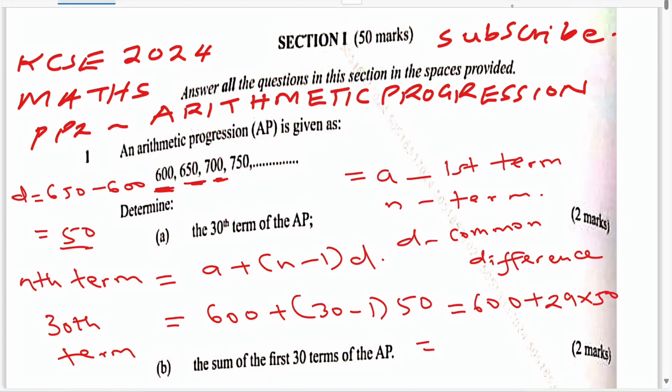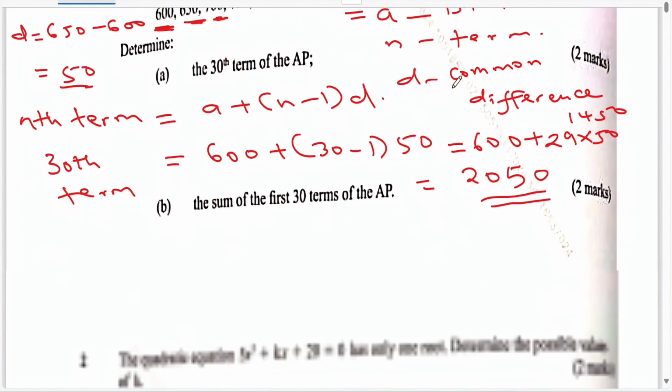So ukichukua calculator yako itakupa answer directly. So take your calculator with you. Take 29 times 50 and then add it to 600. So 600 plus 29 times 50. So itakupa 2050. Okay. So obviously 29 times 50, ukitafuta hiyo peke yake ni huwa ni 1450. So add 1450 kwa 600 itakupa 2050. So that's your first answer.